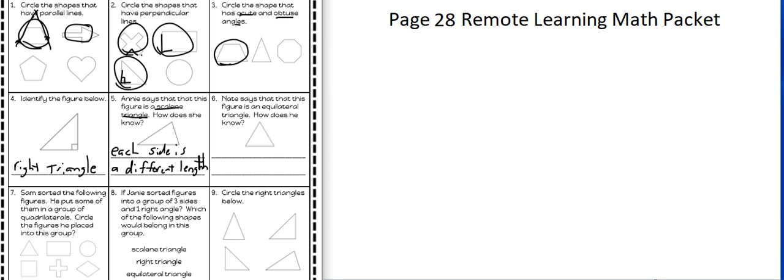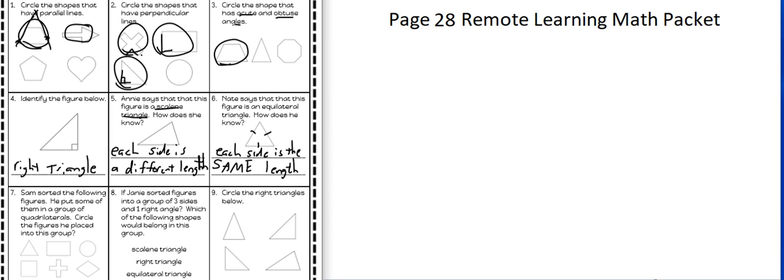Nate says that this figure is an equilateral triangle. How does he know? Now, oftentimes you'll see marks like that on an equilateral triangle. And that tells me that each side, can you guess? Because over here, each side was a different length. Each side is, I'm going to have a big reveal here, the same length. So each one of the three sides is the same length. That makes it an equilateral triangle.